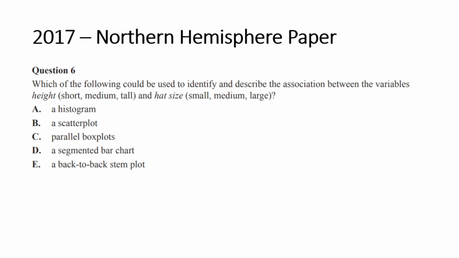Okay, let's look at a question from the 2017 Northern Hemisphere exam paper. Which of the following could be used to identify and describe the association between the variables height, we've got short, medium, tall, and hat size, small, medium, large. So height with these categories is categorical, and hat size is also categorical because we've been given three categories to choose from. So we're looking for a type of graph that can display the relationship between two categorical variables.